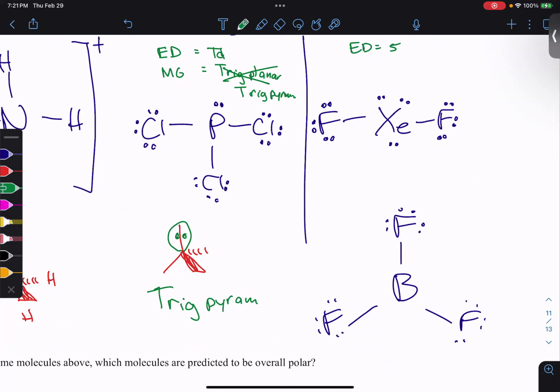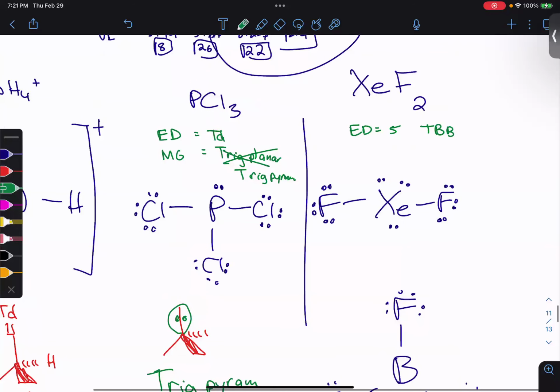And so what shape is that? Trigonal bipyramid. Yeah, you just gotta memorize it, I'm sorry. So what I like to do is draw the electron domain geometry, right? So I know that's where my bonds and my electrons are gonna go.